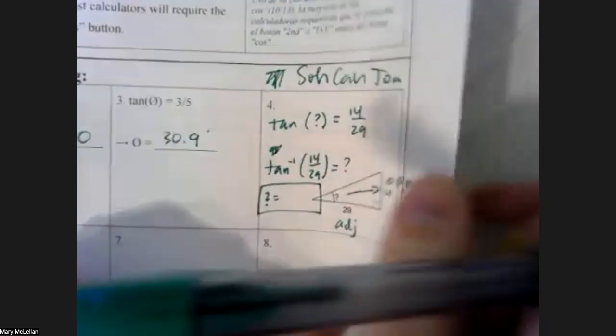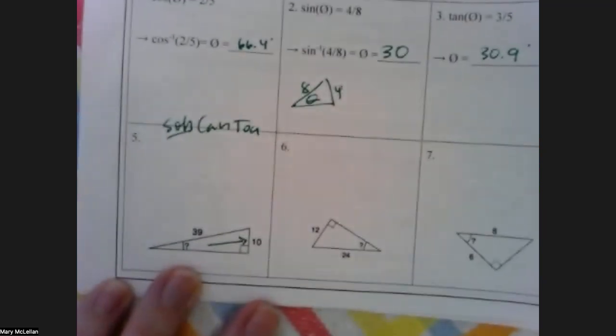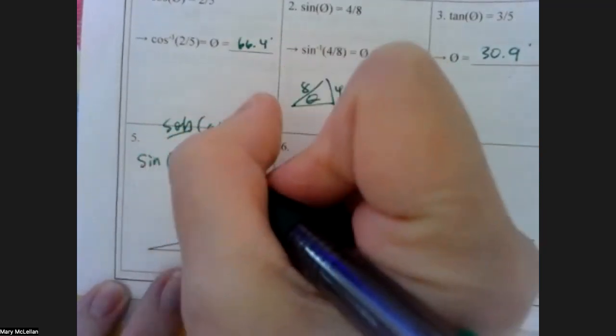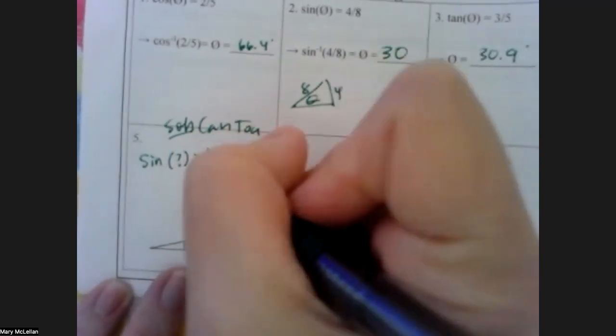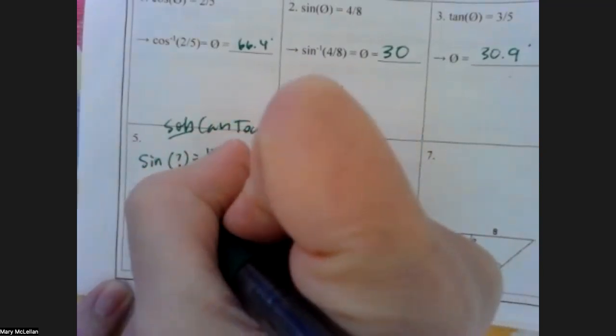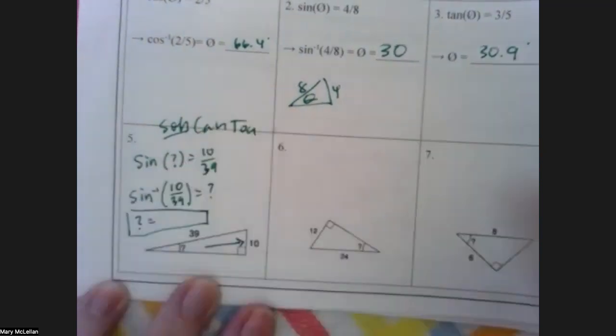All right. Next. Okay, I'm still going to be using SOHCAHTOA. I have my angle, opposite my angle is 10, and I have my hypotenuse. So since I'm using opposite and hypotenuse, I'll be using sine. So I have sine of that question mark is equal to 10 over 39. I need to go backwards to get the angle, so I'm going to use inverse sine. Inverse sine of 10 over 39 will equal my angle, and my angle will be whatever that ends up being.